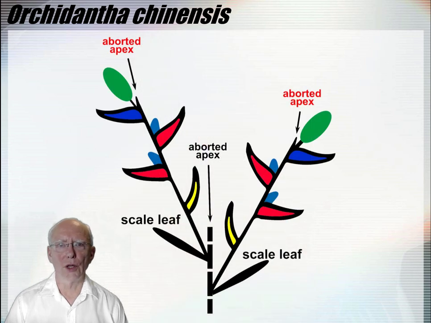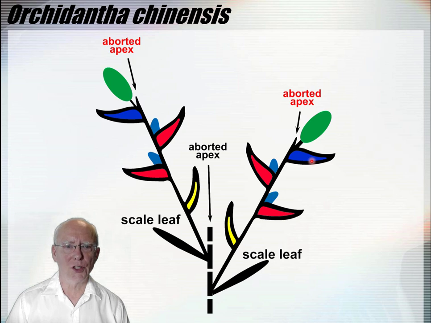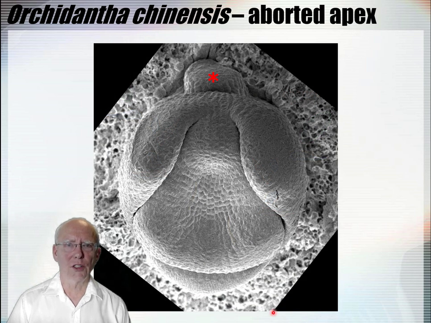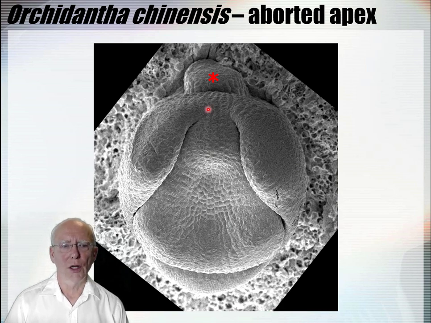In addition to that aborted main apex, there is another apex that aborts, and that is, at the top of each of these shoots, there's an apical meristem that stops growing after the production of this first bract and flower. We can see that if we look at development in Orchidantha chinensis. Here is the flower, and there is the aborted apex. If we looked at Orchidantha maxillarioides, we would see that this apex grows slightly beyond this flower and produces several rudimentary bracts. These bracts, however, never open and never produce a mature flower.